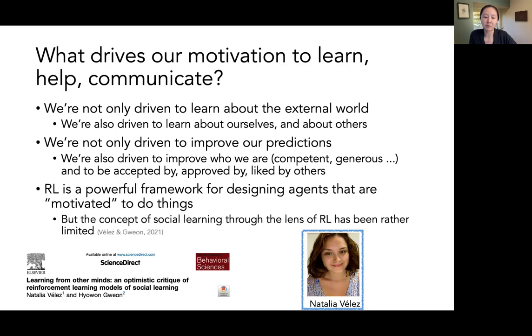While reinforcement learning is a powerful framework for designing agents that are motivated to do things, the tricky part is figuring out what the reward function is. Also, the concept of social learning through the lens of reinforcement learning has been rather limited. This is a perspective we've been able to express in a more formal way in a recent article with Natalia Velez, who is also starting out as an assistant professor at Princeton in 2023.